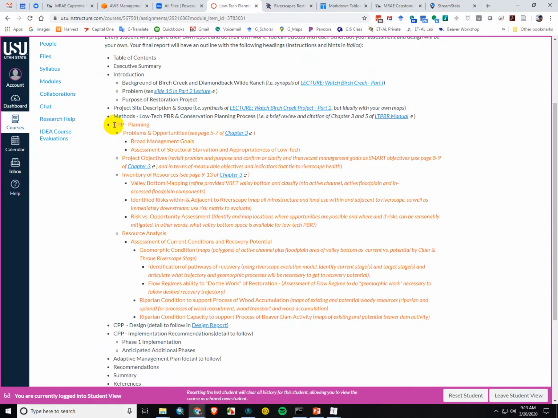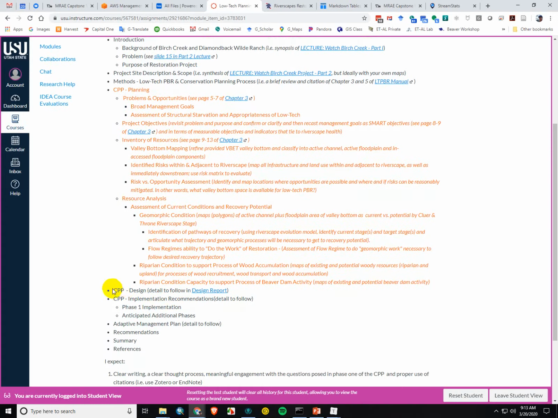What I'm really expecting in this assignment is what's highlighted in orange, and that's the planning part of the conservation planning process. The following week, we'll start introducing design concepts while you're working on the planning, and then the design will be due the following week. And then we'll move into the implementation and adaptive management, okay?